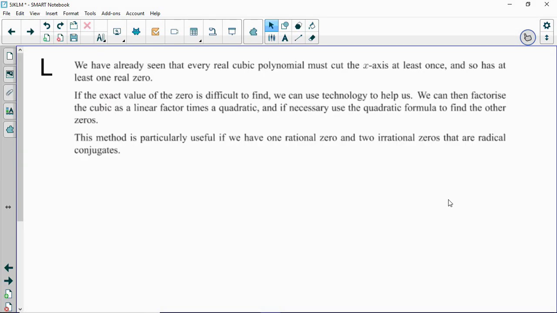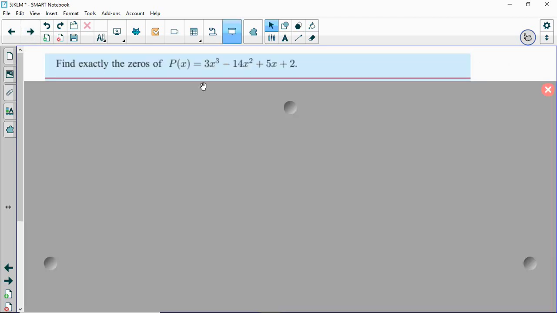Okay, so section L is all about paper 2 questions. So we've got a calculator, and we're going to use it just a little bit to give us a little hint, and then we're going to do the rest of our work without a calculator. So this is when we're trying to find exact zeros of complicated cubics or quartics. So let's take a look at one. So we want to find the exact zeros of this thing.